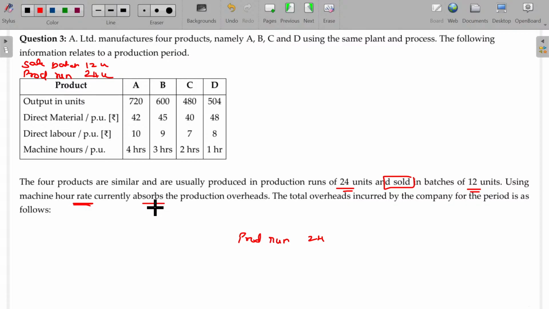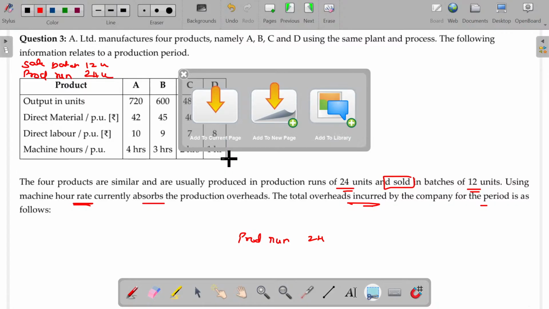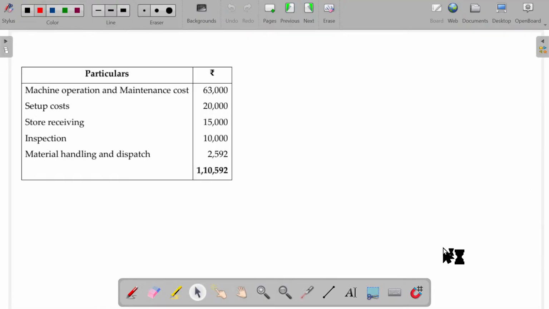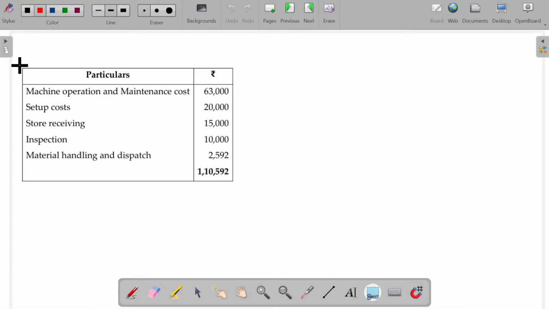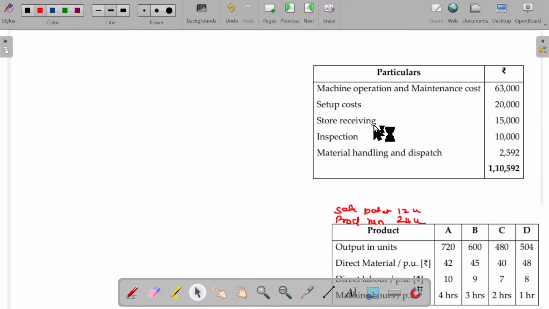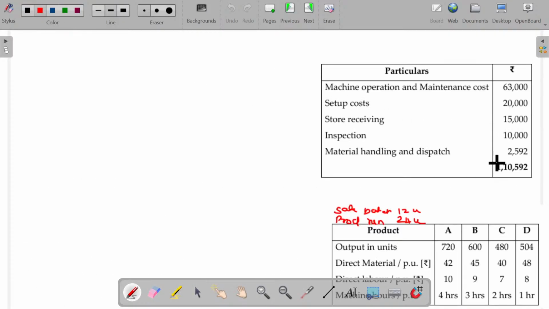Currently, what model is used? Machine hour rates. The total overheads incurred by the company for the period is as follows. We want this information first. Now, what is the total cost we incur here? These are the total costs we spend during the period. Overall spending is 1,10,592. Currently, the entire 1,10,592 is allocated to the product using the machine hours.